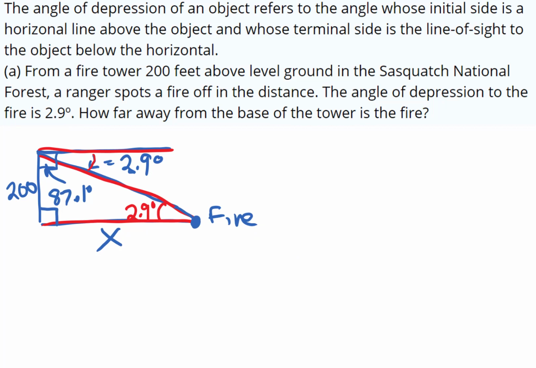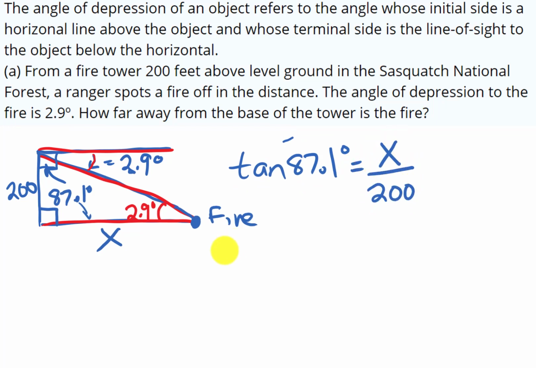So I'm going to actually look at the angle that is 87.1, and so the side I want to find is opposite it, and the side given me, the 200, is adjacent. So I'm going to do tangent. The tangent of 87.1 degrees is going to be opposite, which is x, over adjacent, which is 200. So we'll solve that for x, multiply by 200, so we have x equal 200 times tangent of 87.1 degrees.